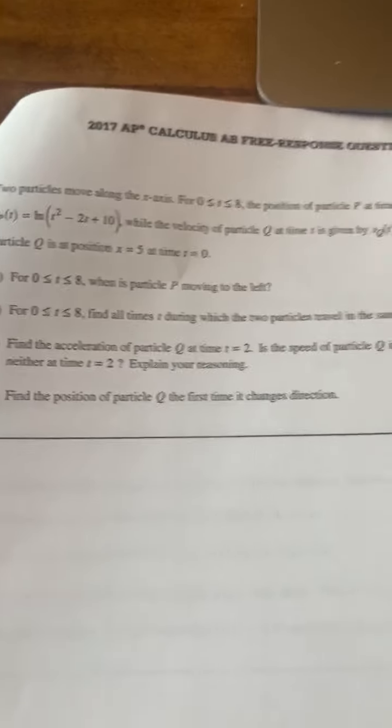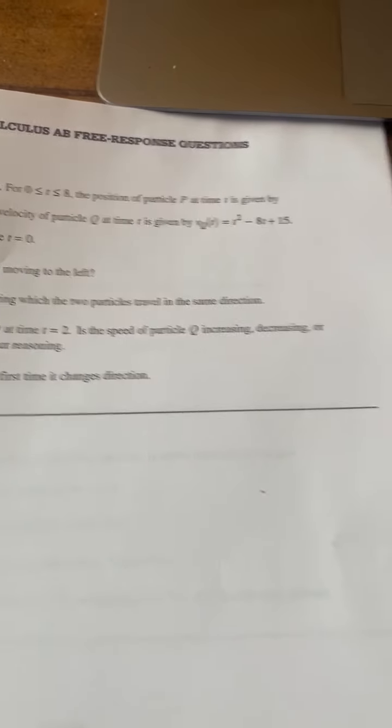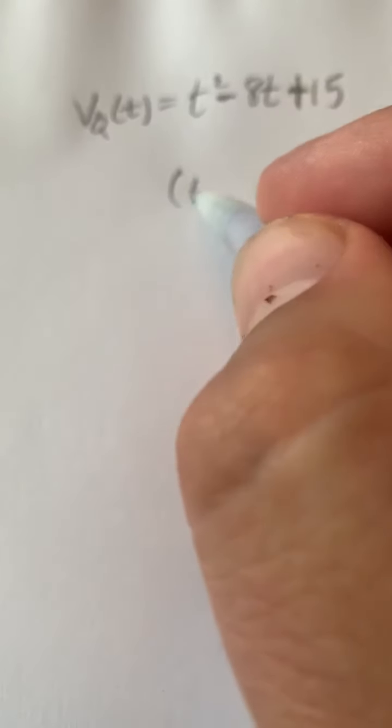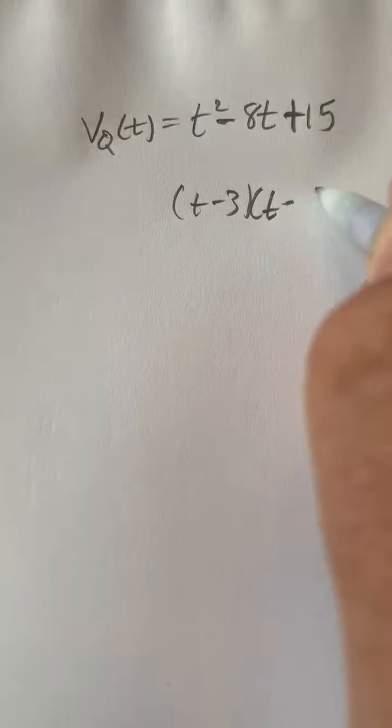I would write this out, but I would say particle P is moving to the left from time 0 to 1. And it says for time 0 to 8, find all the times which the two particles travel in the same direction. So I've already got a sign chart here. This is the velocity of P. So I'm going to do a sign chart of this guy. So if I had to factor this guy, I get t minus 3, t minus 5.